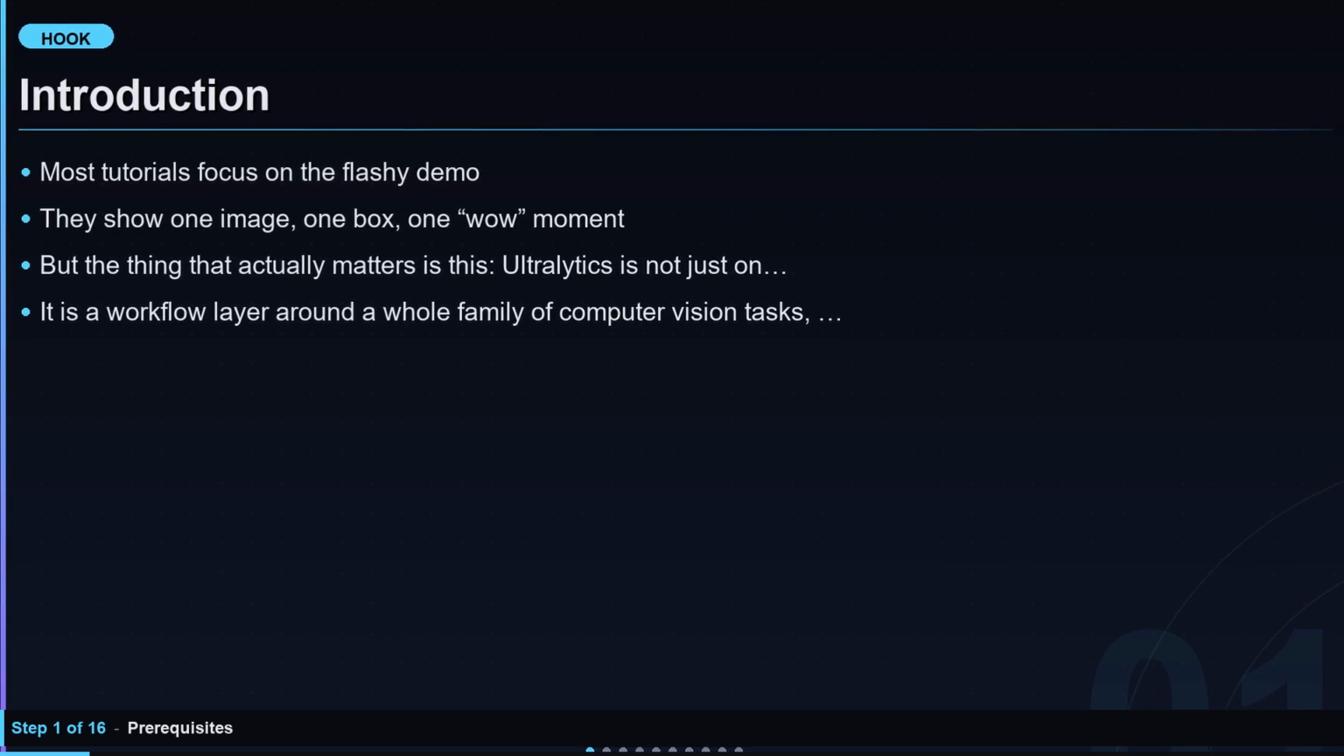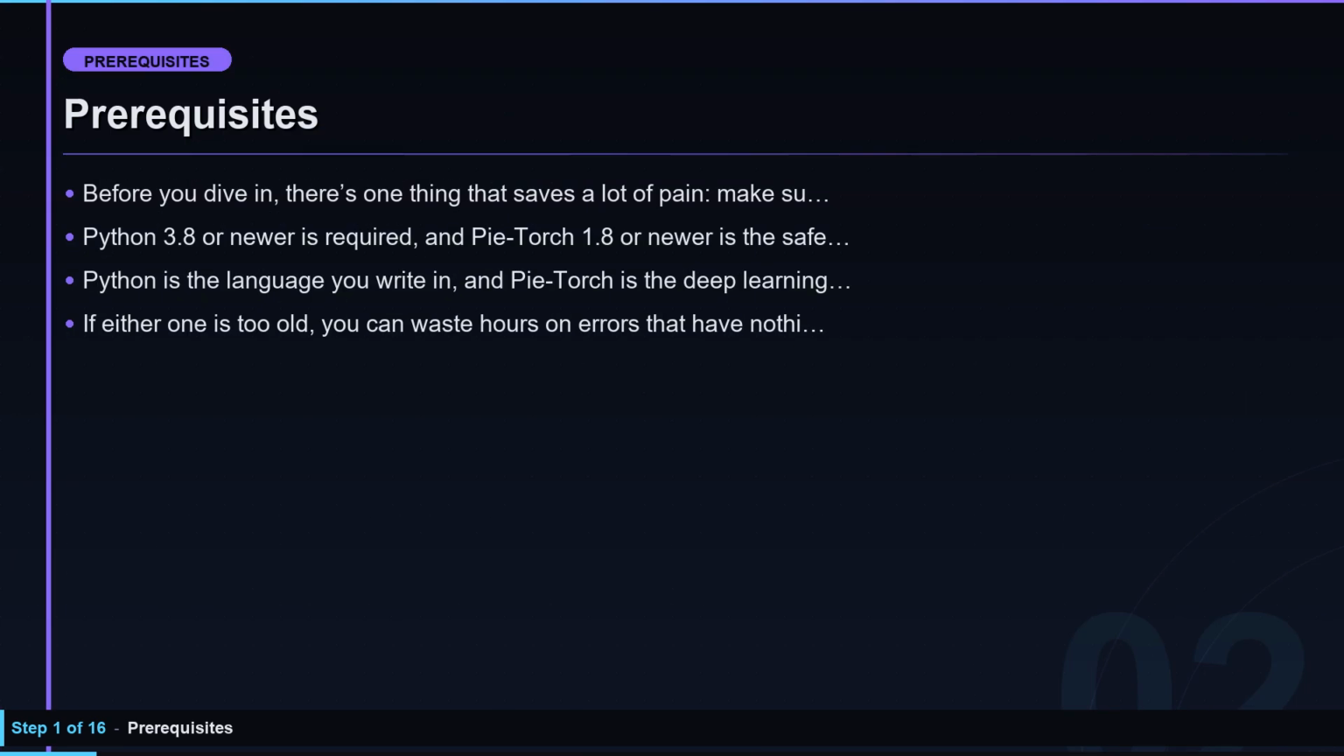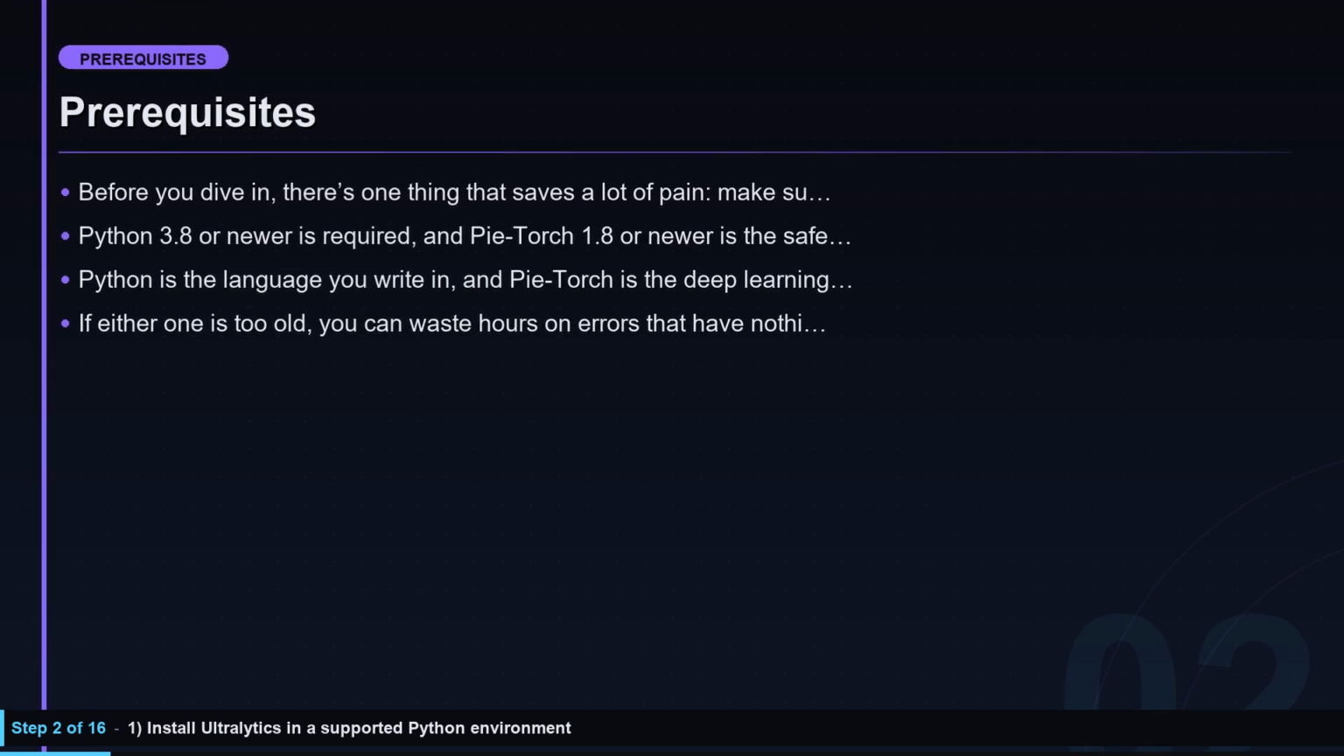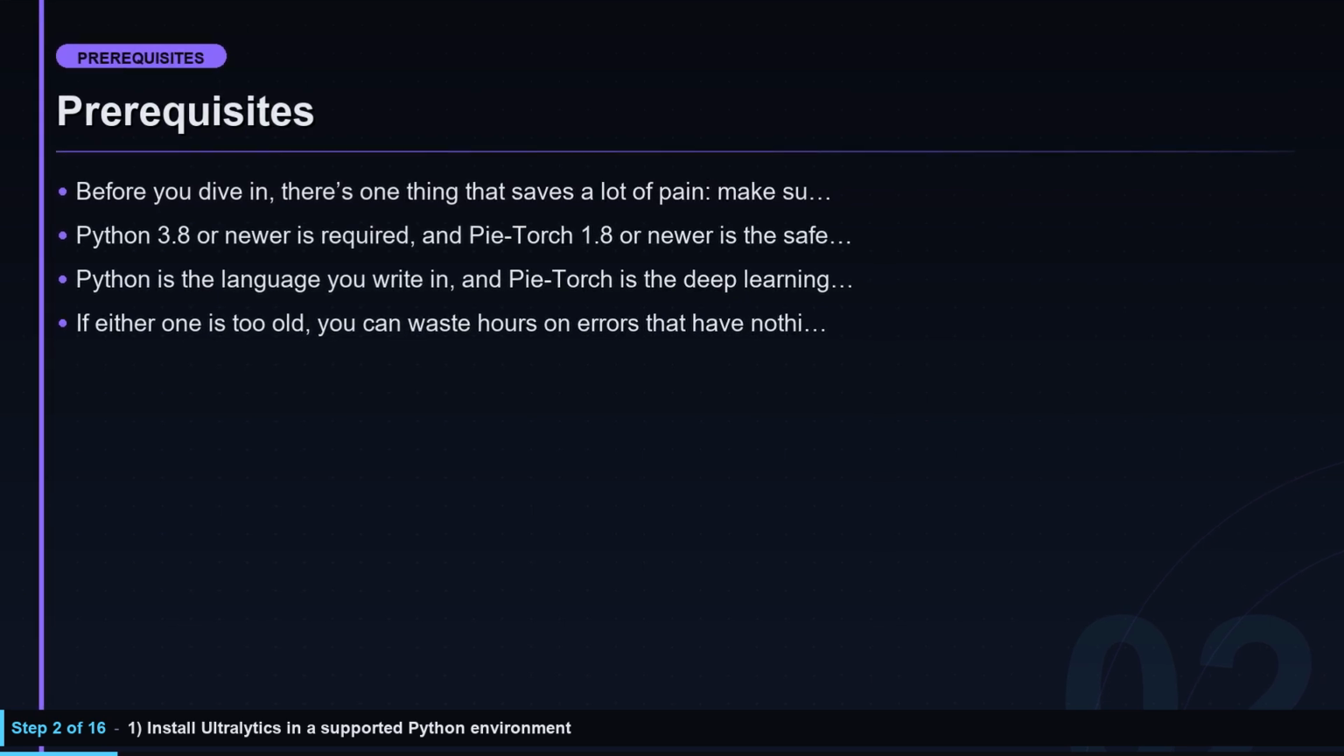Before you dive in, there's one thing that saves a lot of pain. Make sure your environment matches the tool's floor, not just your machine's mood. Python 3.8 or newer is required, and PyTorch 1.8 or newer is the safe baseline. Python is the language you write in, and PyTorch is the deep learning library that actually runs the neural network. If either one is too old, you can waste hours on errors that have nothing to do with your code.